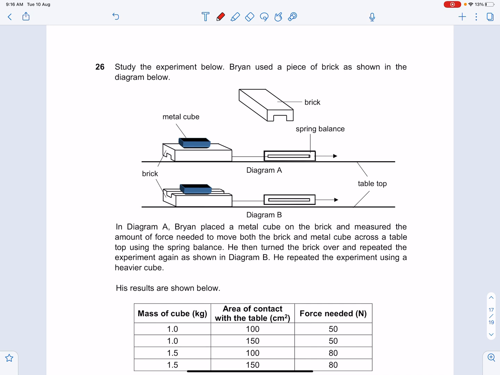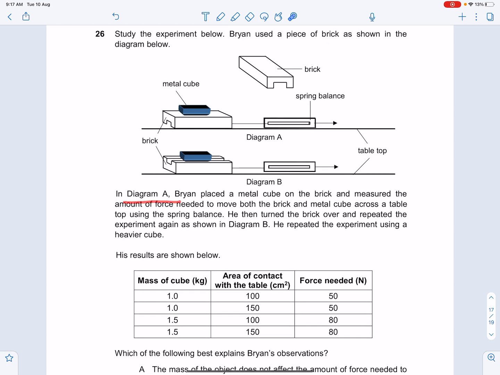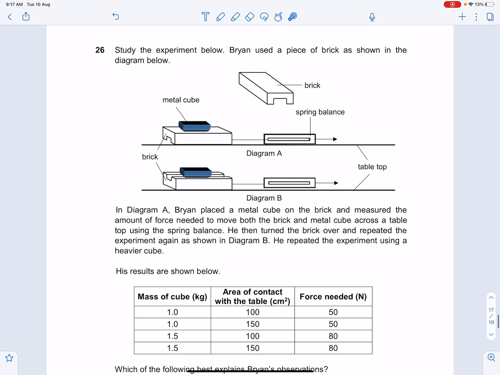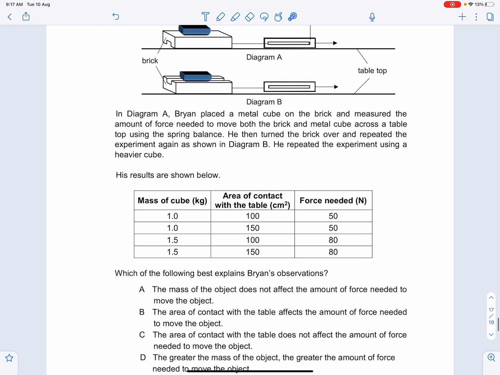26. Study the experiment below. Brian used a piece of brick as shown in the diagram. In diagram A, Brian placed a metal cube on the brick and measured the amount of force needed to move both brick and metal cube across a table using a spring balance. He then turned the brick over and repeated the experiment as shown in diagram B. He repeated the experiment using a heavier cube. His results are shown below.